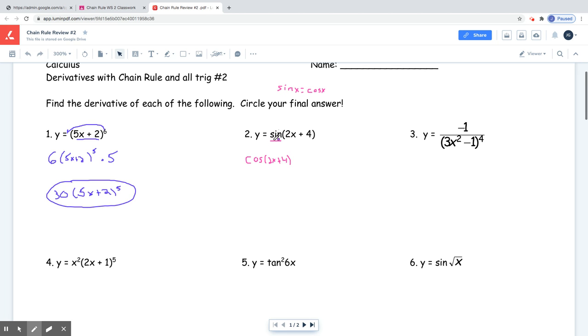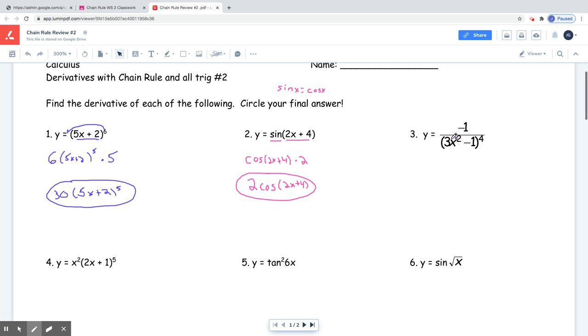So we took the derivative of the outside, we kept the inside the same. Now we need to multiply that by the derivative of the inside. The derivative of 2x plus 4 is 2. If you left this as an answer on a quiz, I would be fine with it, but the 2 should go out in front. 2 times cosine of 2x plus 4 is our answer.